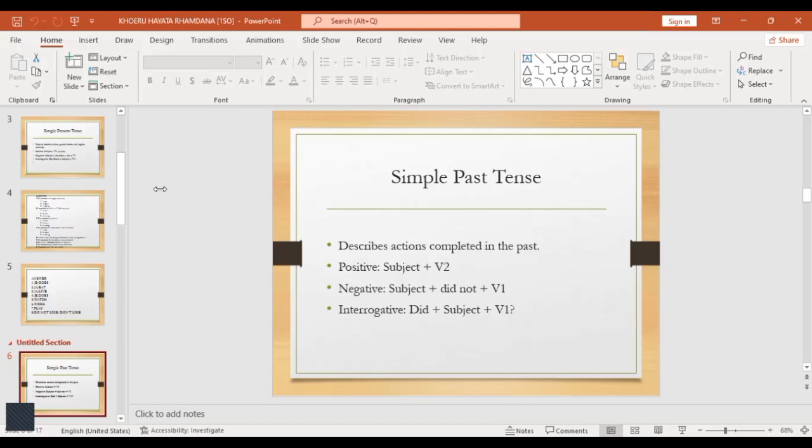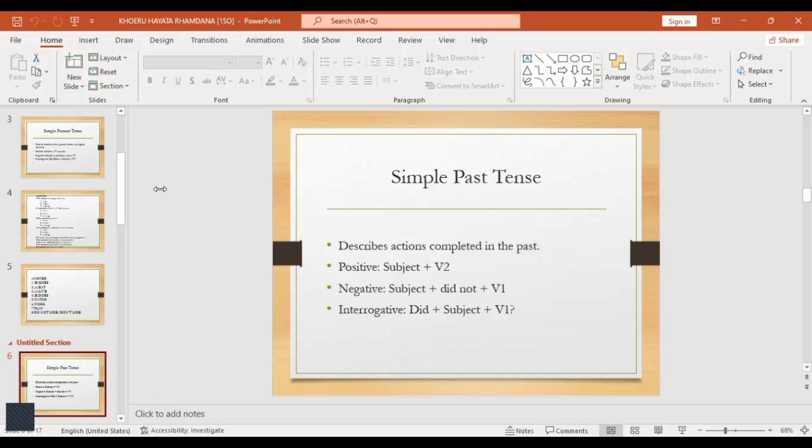Another positive example in the simple past tense: we visited Bali last summer. This uses the verb visited, which is the second form of visit. It indicates that this action took place and was completed in the past.